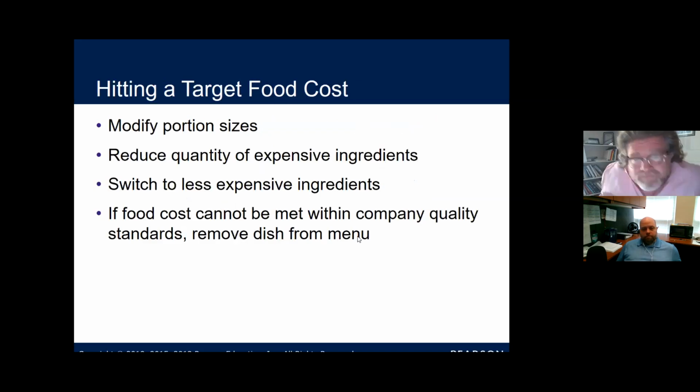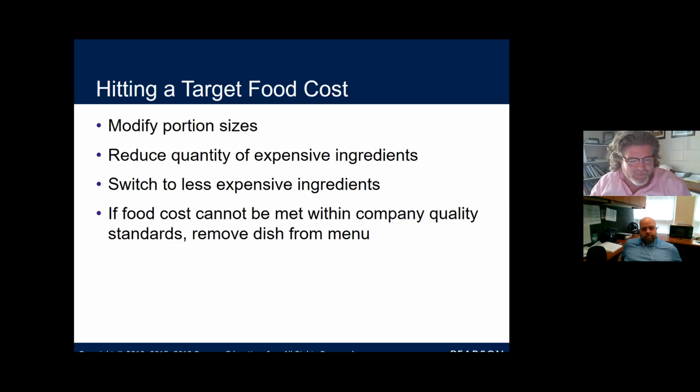So those are different methods. How do I hit them? Your boss is going to make you miserable to make your food cost whatever he thinks it's supposed to be.